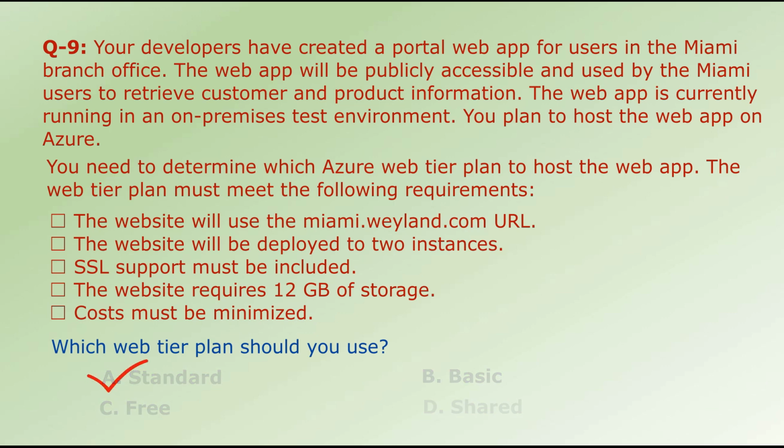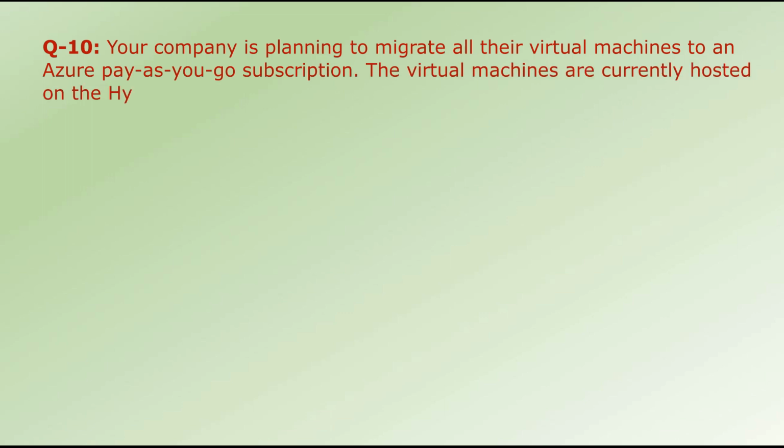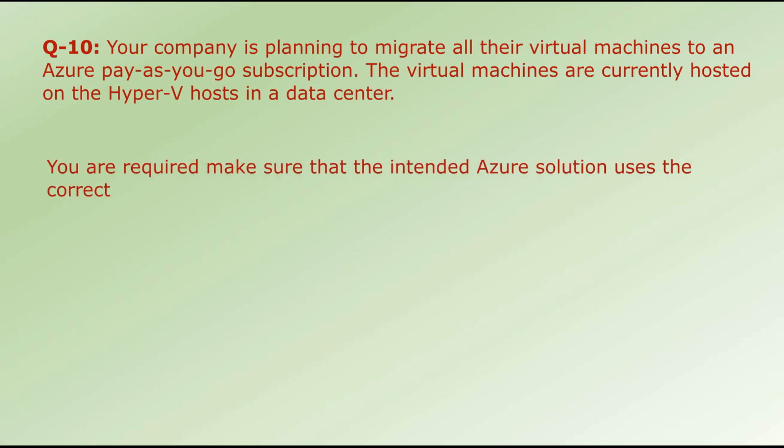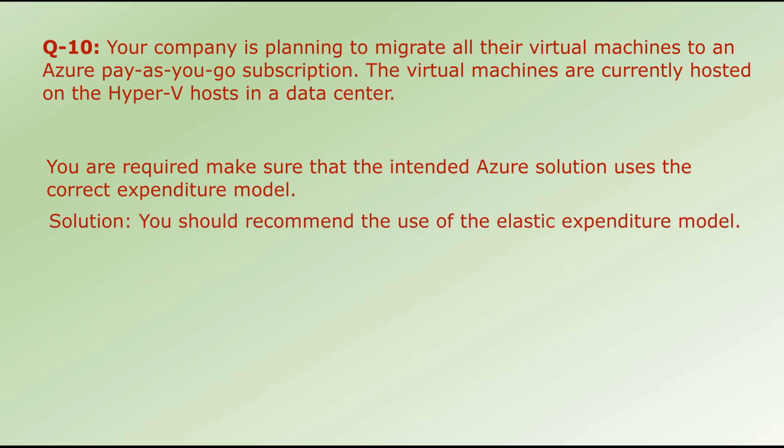Correct answer A. Question number 10. Your company is planning to migrate all their virtual machines to an Azure pay-as-you-go subscription. The virtual machines are currently hosted on the Hyper-V host in a data center. You are required to make sure that the intended Azure solution uses the correct expenditure model solution. You should recommend the use of elastic expenditure model. Does the solution meet the goal? A. Yes. B. No.